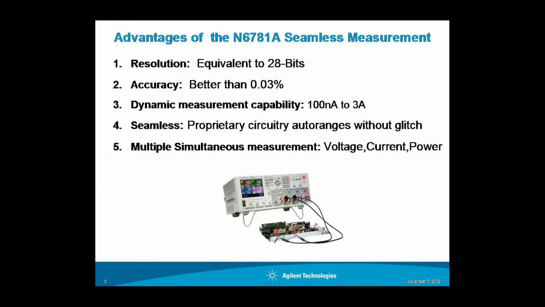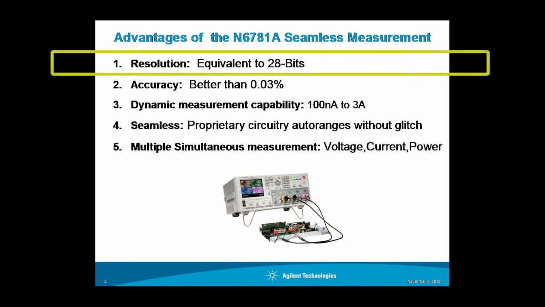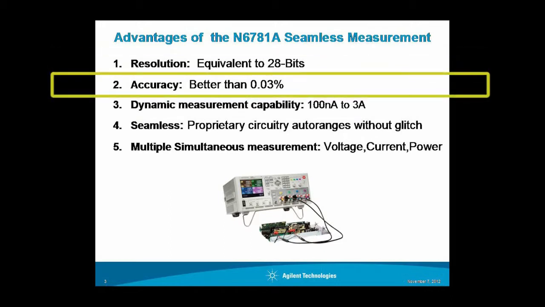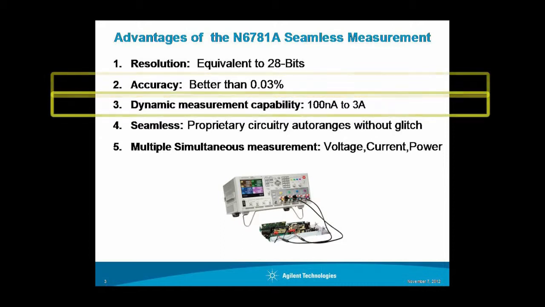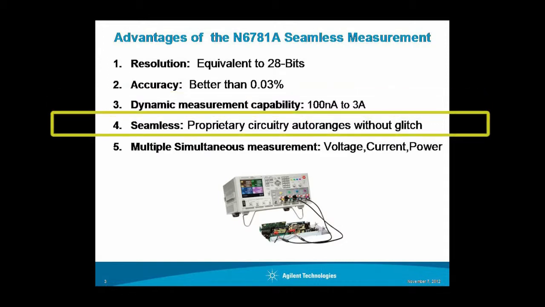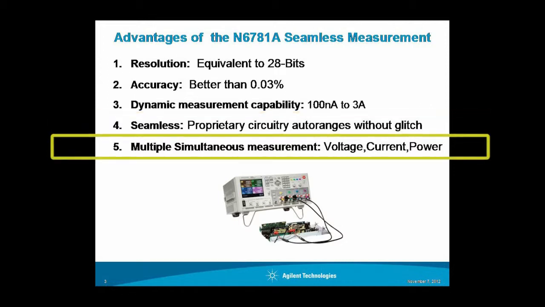The advantages of the N6781 seamless measurement: it has a resolution equivalent to 28 bits. It also has an accuracy better than 0.03%. The dynamic current measurement capability of this product is 100 nanoamps to 3 amps. It has what we are calling a proprietary seamless circuit that auto ranges without any glitching occurring to the measurement. It also has multiple simultaneous measurement capability, so you could measure voltage, current, and power, and get a lot of detail in that analysis from the waveform.